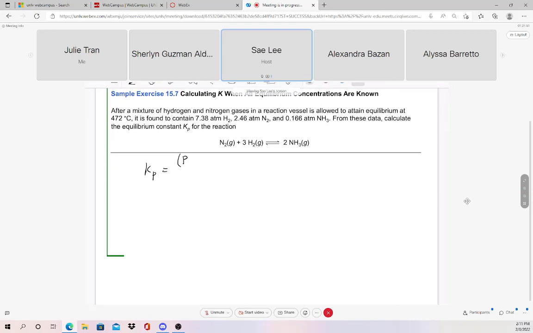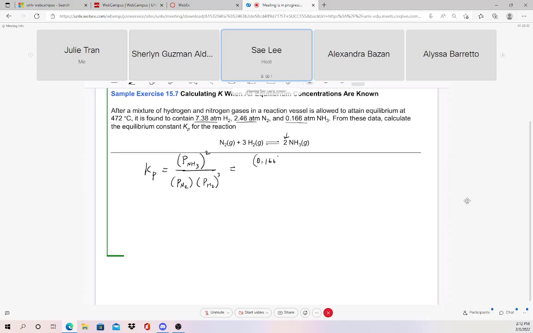So P NH3 raised to the second power, divided by P N2 times P H2 raised to the third power. Okay, so we just have to plug in all the values that they provided.